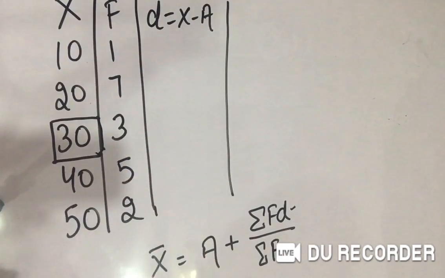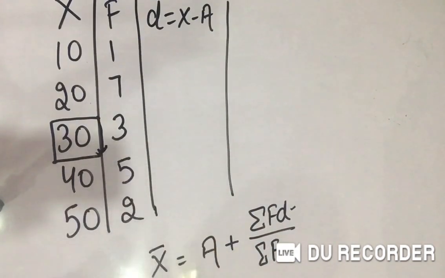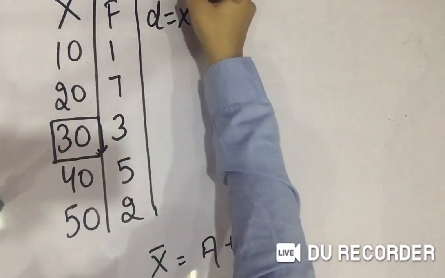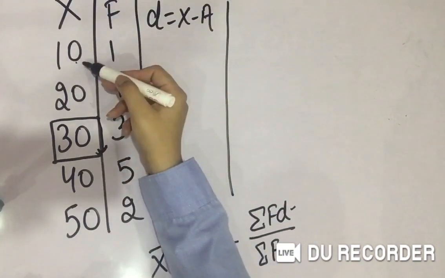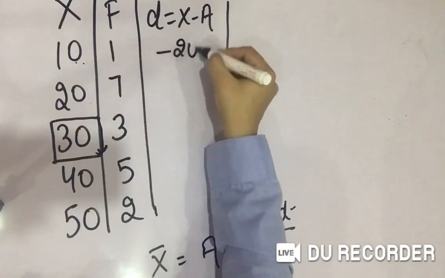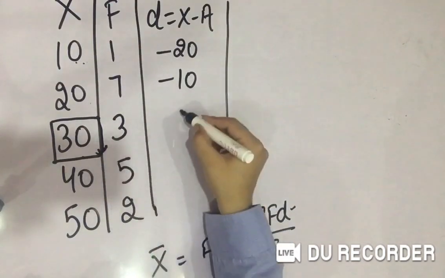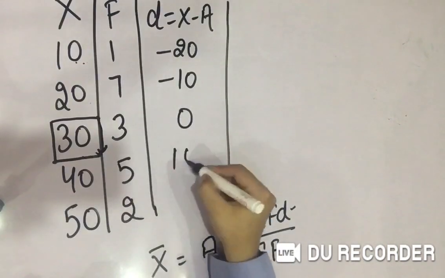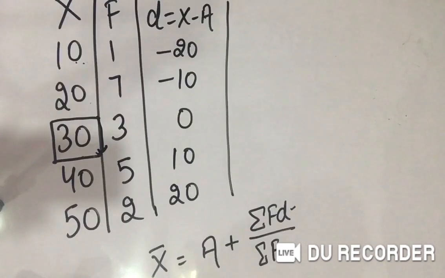Assumed means you are gonna assume any variable out of this, but as per the shortcut method, to make the shortcut method relevant we must choose the middle one. Okay, so I'm considering A as 30. X minus A means 10 minus 30 is minus 20, 20 minus 30 is minus 10, 30 minus 30 is 0, 40 minus 30, 50 minus 30. I hope you can understand this.